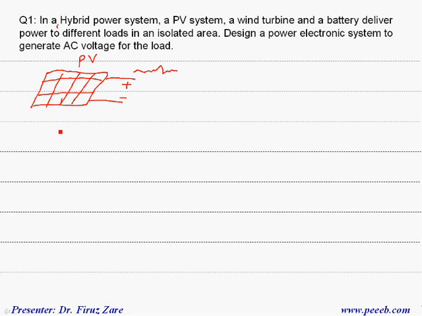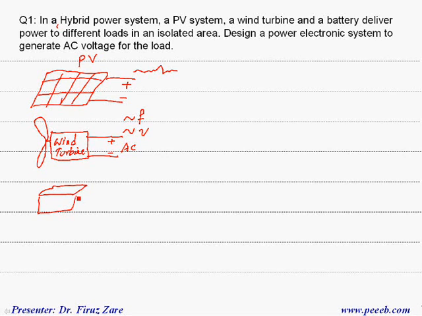The second supply is a wind generator. Suppose that we have a generator connected to a windmill, a wind turbine, and this generator generates AC voltage, and the frequency and voltage fluctuate. The reason is that the speed of the wind is not constant.